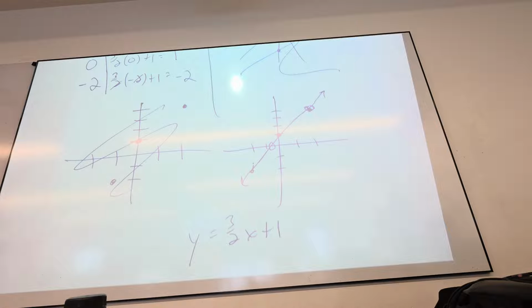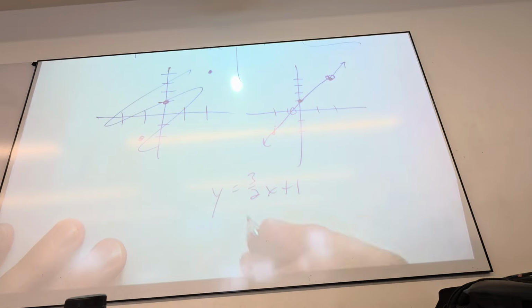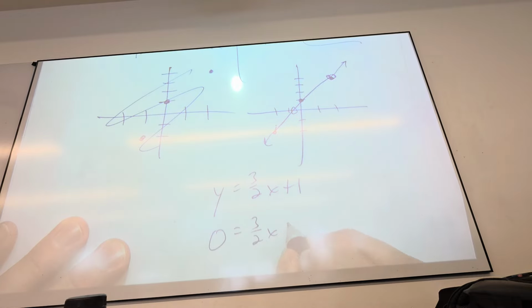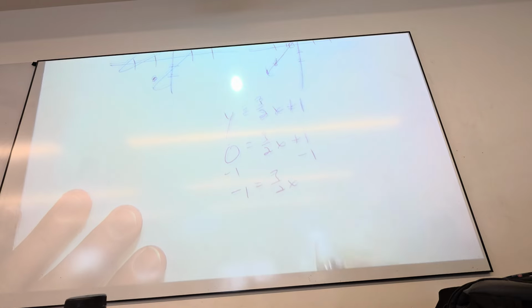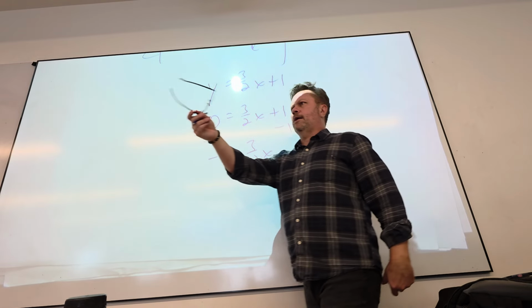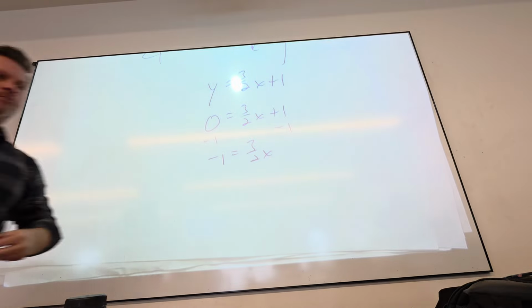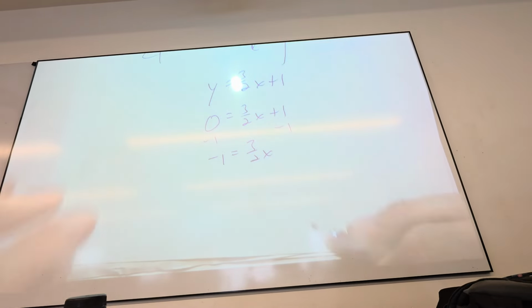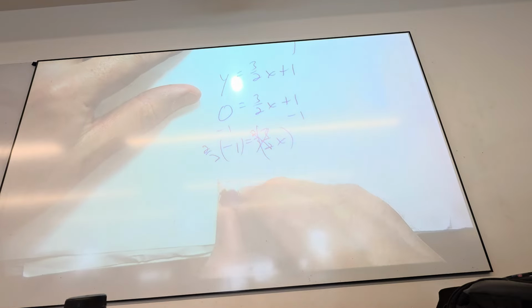So how do I find the y-intercept? I make x 0. How do I find the x-intercept? I make y 0. What happens when you make y 0 here? How do I solve for x? Subtract 1. Does anyone know how to do that in one step? Kill the 3 halves? Multiply by 2/3, the reciprocal. Right? So if I multiply both sides by 2/3, what do I get? Over here, these die. I get -2/3.